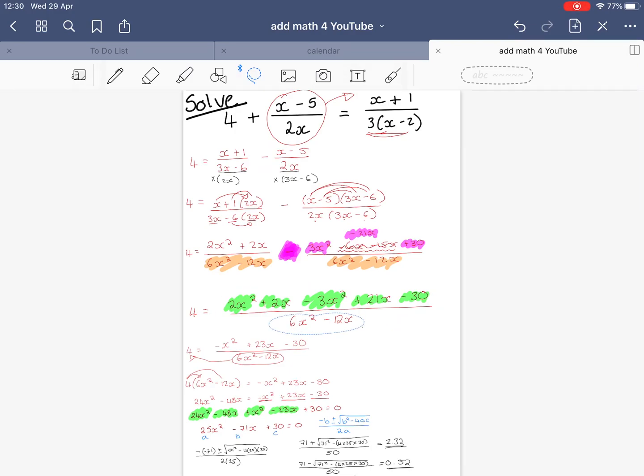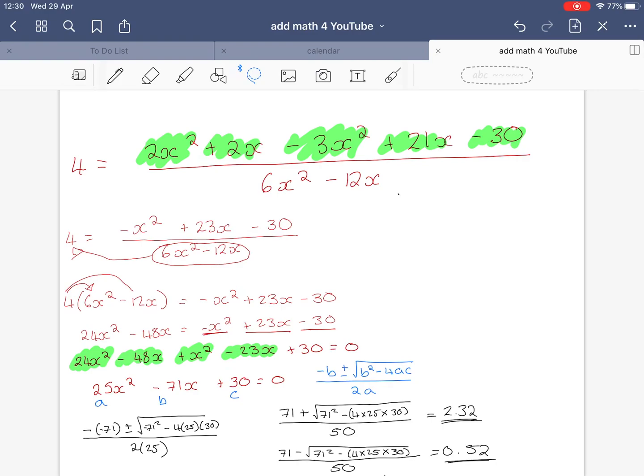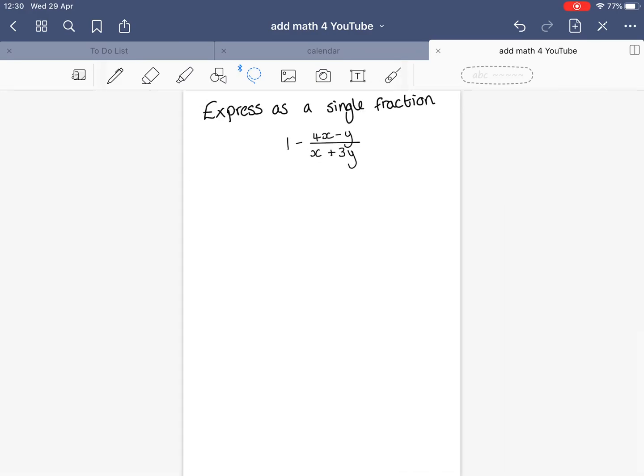So when you have it as one whole fraction, you can then bring the denominator over to the other side, to the 4, expand, and take things over to one side so you've got a quadratic. If you can't put it into double brackets, you're going to have to use the quadratic formula.